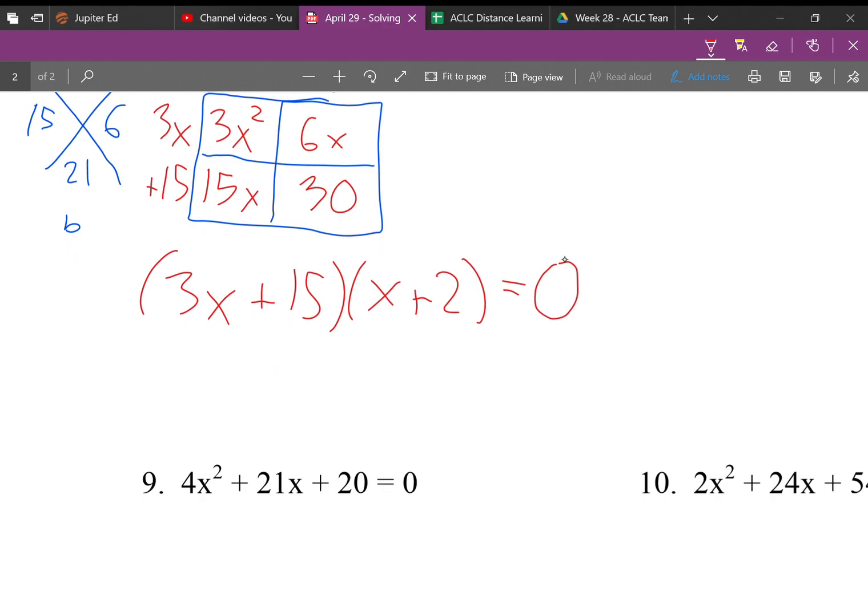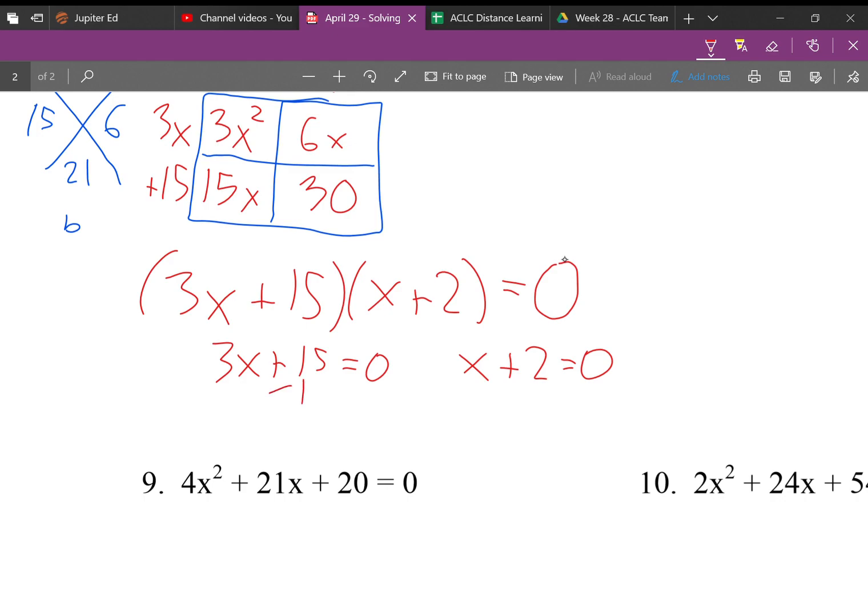And I do apologize, I know it's a little tight for space up here. Hopefully you're writing a little bit smaller. I'm going to have 3x plus 15 equals 0 and x plus 2 equals 0 as well. Because remember, the zero product property says if two things multiply to equal 0, either the first one equals 0 or the second one equals 0.